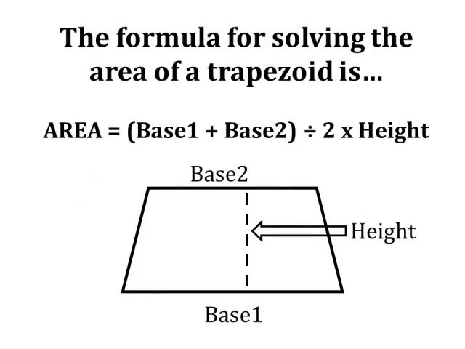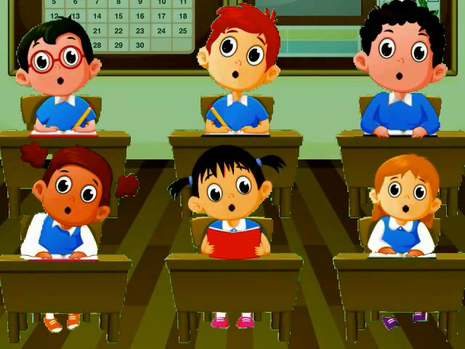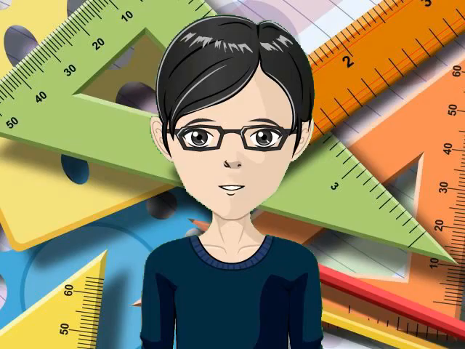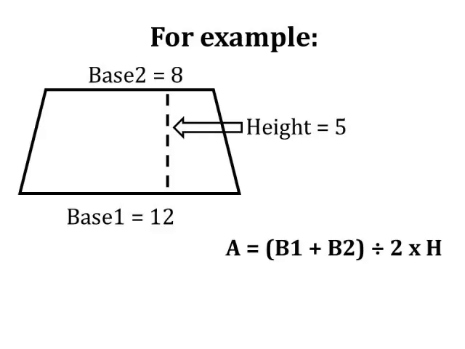The formula for solving the area of a trapezoid is area equals base 1 plus base 2 divided by 2 times height. I-add muna yung dalawang bases bago i-multiply sa height. Saka i-divide sa 2. Let's see some examples. This trapezoid has two bases of 8 and 12. Pwedeng magbaligtaran yung base 1 sa base 2. Walang magiging problema. It has a height of 5.